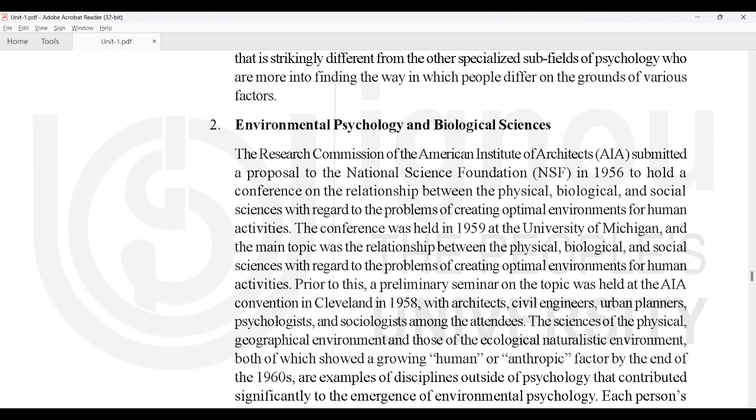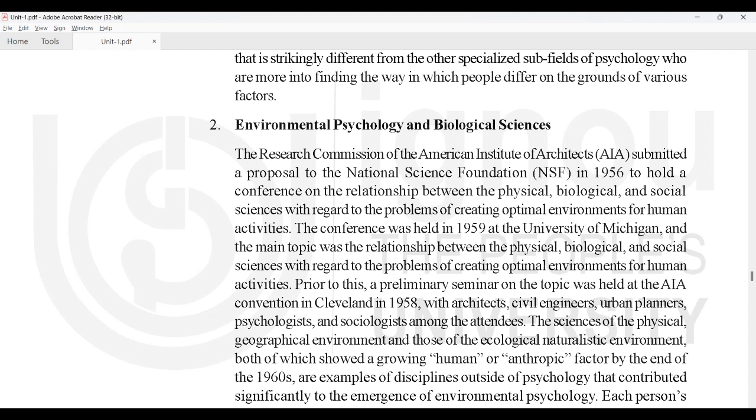2. Environmental psychology and biological sciences. The Research Commission of the American Institute of Architects submitted a proposal to the National Science Foundation in 1956 to hold a conference on the relationship between the physical, biological, and social sciences with regard to the problems of creating optimal environments for human activities. The conference was held in 1959 at the University of Michigan, and the main topic was the relationship between the physical, biological, and social sciences with regard to the problems of creating optimal environments for human activities.